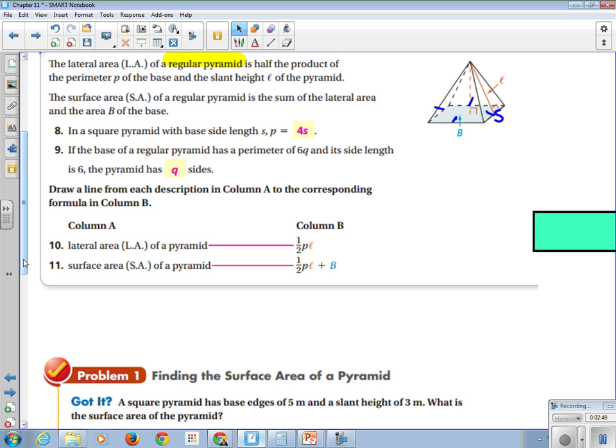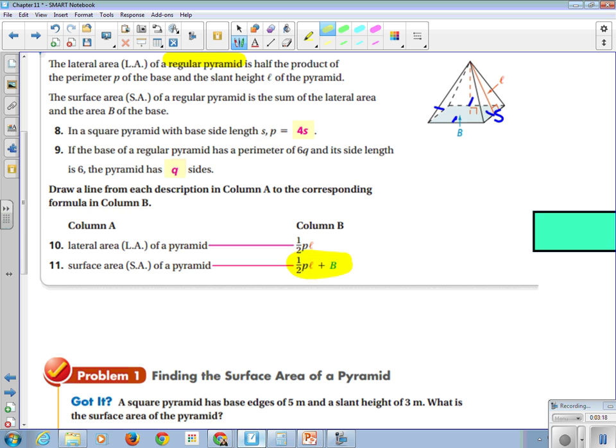Okay. So the lateral area of a pyramid is 1/2 the perimeter times the slant height. If you look, the slant height is the guy that is right along the side of our pyramid. It's actually on the face of the pyramid, which is different than the altitude, which goes from our apex at the top to the center perpendicular of the bottom. Our surface area of our pyramid is 1/2 the perimeter times the slant height plus the base.